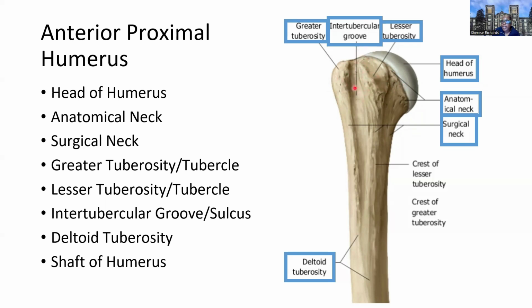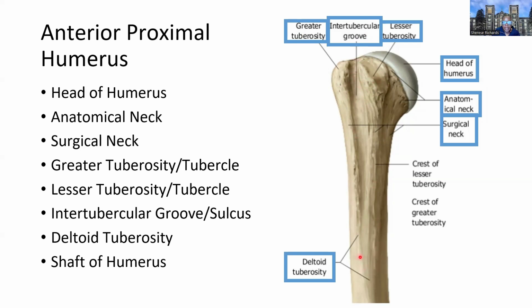And then in between these two tuberosities, we have the intertubercular groove. And that is going to be where we find the tendon of the biceps traveling through. So that is another important landmark that we'll talk about when we get to week 4. So the greater tuberosity, the lesser tuberosity, and then the intertubercular groove, which is created by those two projections.